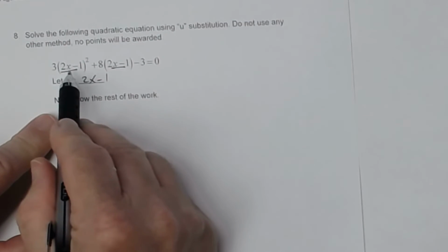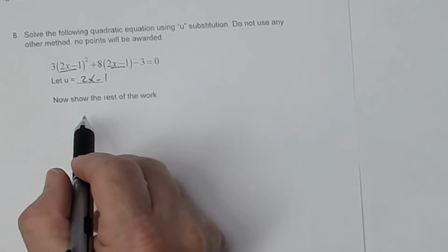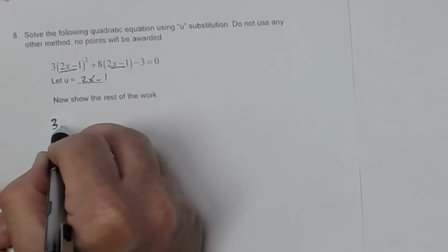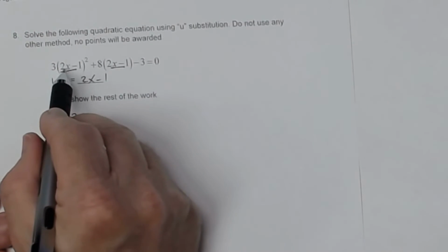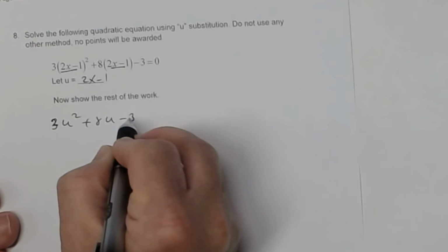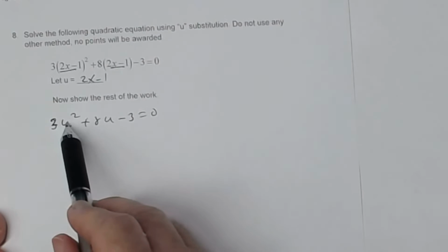You go back, and in place of 2x minus 1 you substitute u, and you'll recognize, hey, this is a quadratic equation. You get 3u squared, so in place of 2x minus 1 I put u, plus 8u minus 3 equals 0. And so you have this quadratic equation, and now you're going to solve for the variable u.